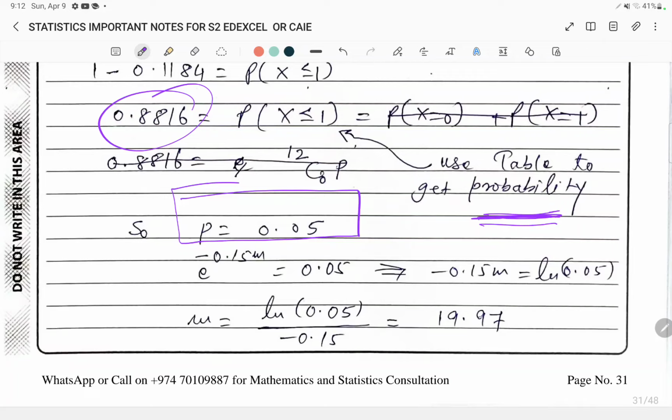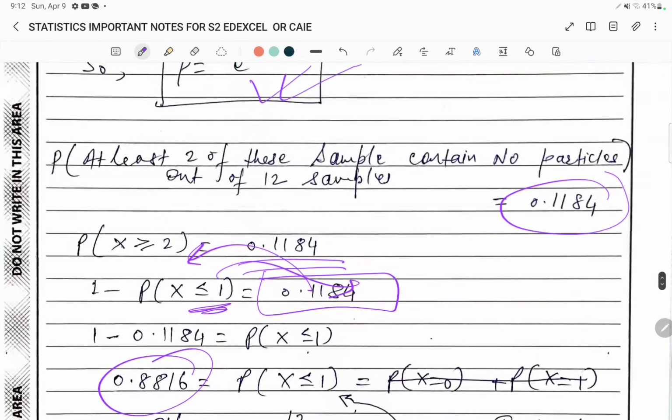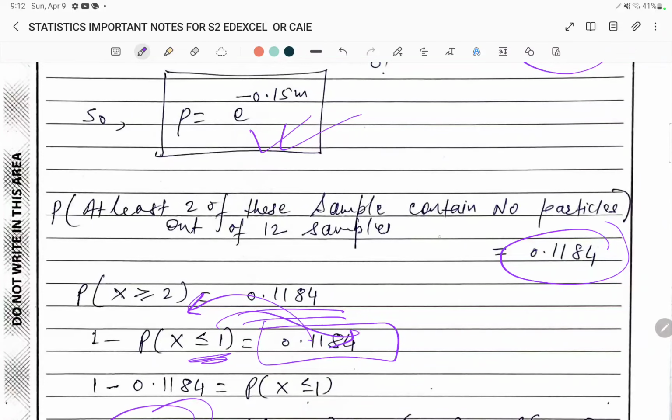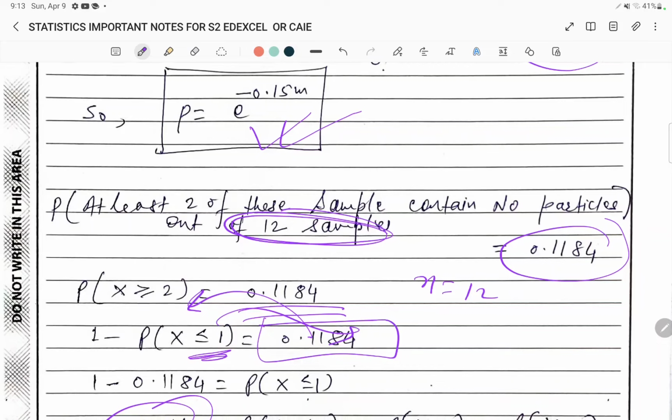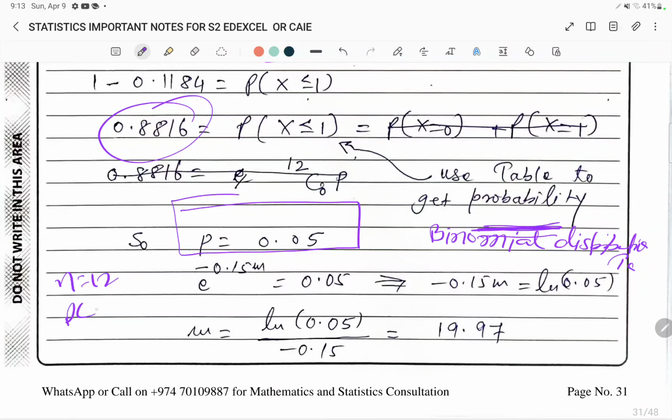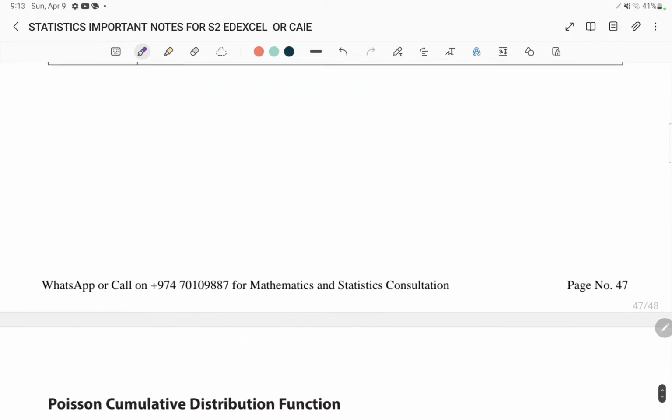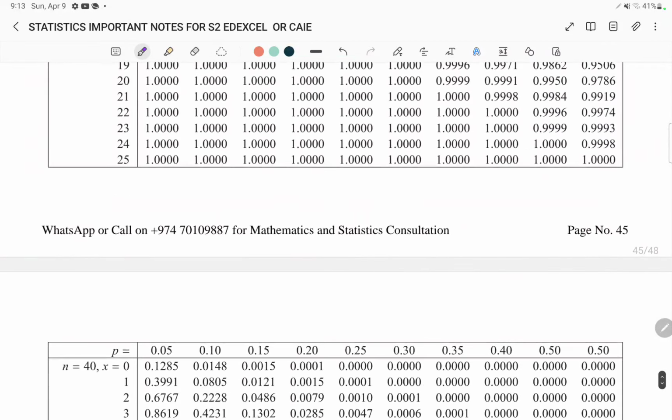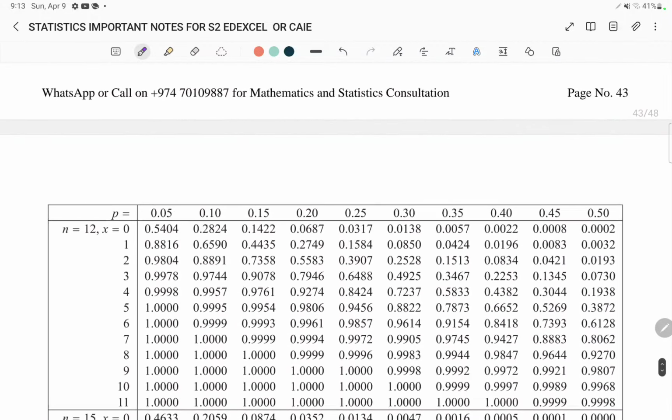So in this case, guys, we have to use the binomial distribution table. Why? Because you can check here, at least 2 of these samples contain no particles out of 12 samples, so n is 12. We have to check when n is 12 and X ≤ 1. So n is 12 and x equals 1, then we need to find p in the binomial distribution. Come down to binomial where n is 12 and P(X ≤ 1), and the probability is 0.8816, right?